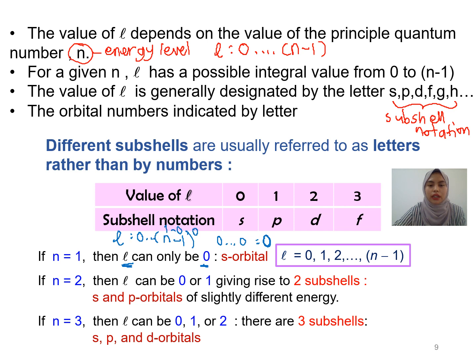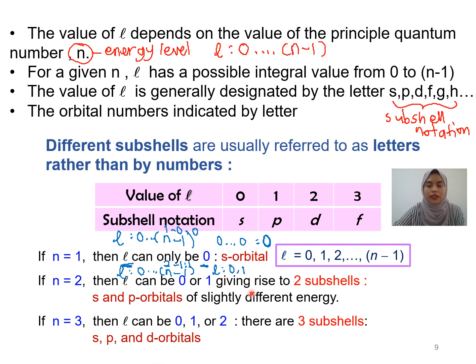So for the L value 0, the subshell notation is S. That means for energy level n equals 1, it can only have L equals 0 and its orbital is S orbital. Okay, for energy level n equals 2, you get possible integral values of L from 0 until n minus 1. Since n equals 2, 2 minus 1 equals 1, therefore your L can only be 0 until 1.